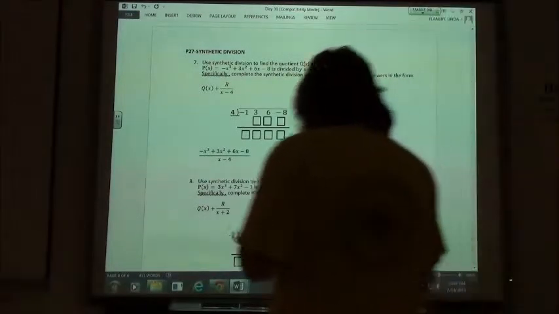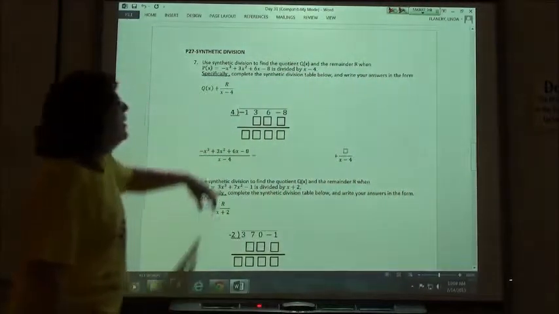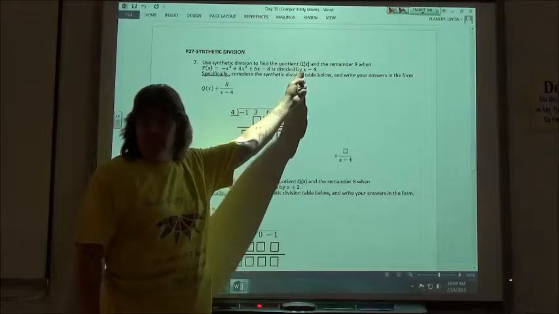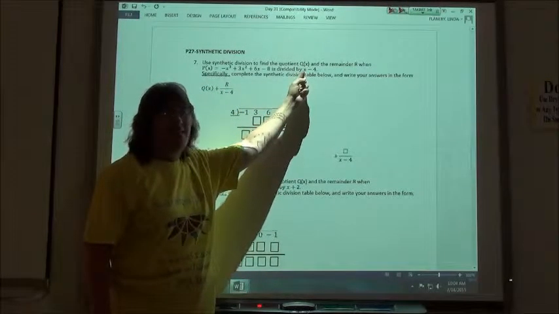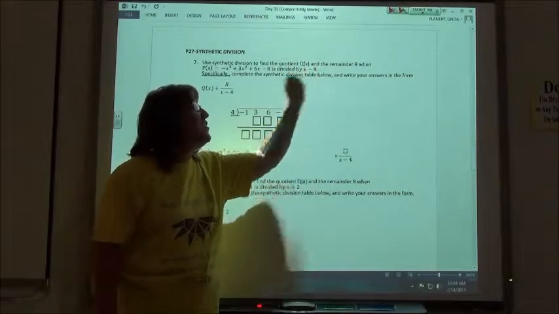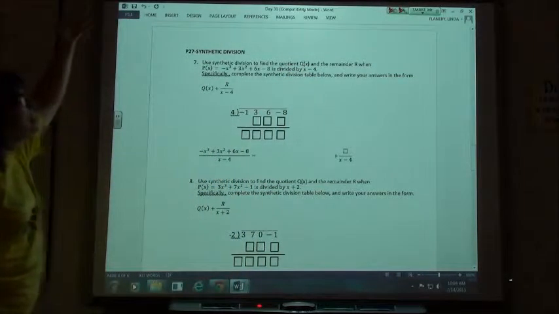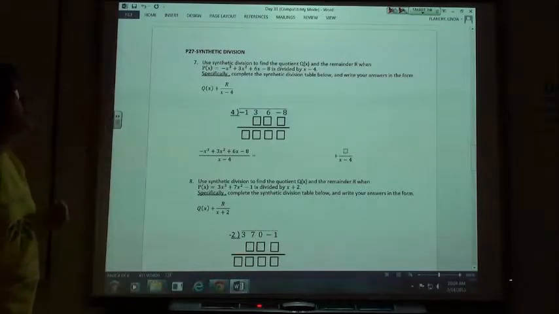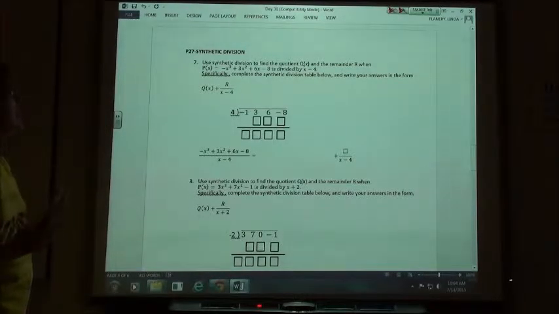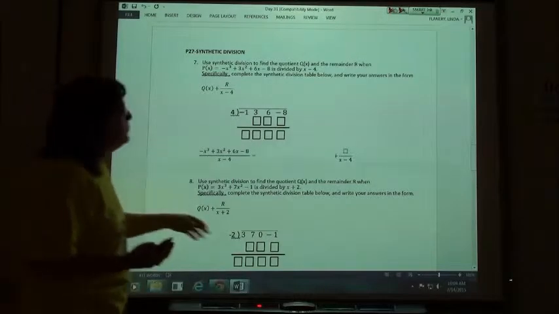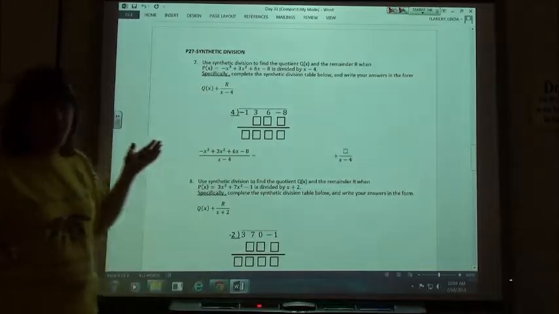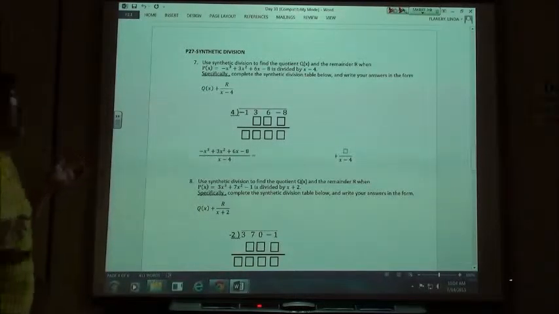7, 8, and 9 are synthetic division. Synthetic division works when you have nothing, or actually a 1, in front of the coefficient of your x. So these are like the very first long division problem types we did, and we could do these by long division, but synthetic division is kind of a shortcut. They've already set up your synthetic division table for you, which was really nice of them, because in the book you'd have to do it yourself.